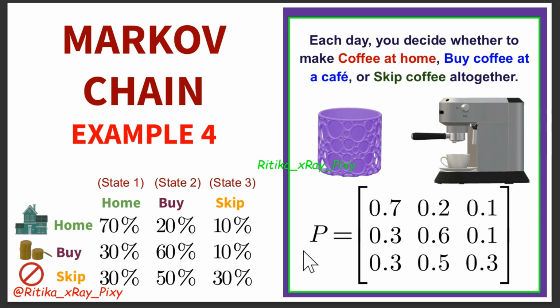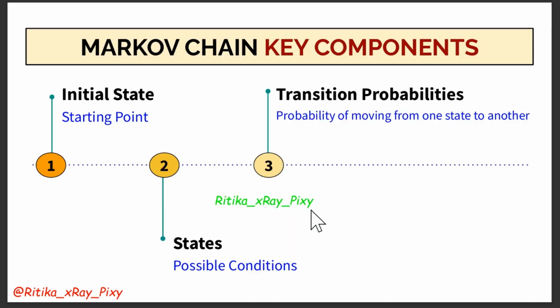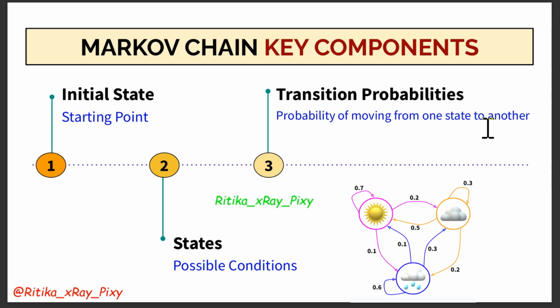So Markov chains are used to model processes where the future depends only on the present, not on the past. And in Markov chains, we have different key components. Initial state, that is the starting point of the process. States represent the possible outcomes, and transition probabilities are represented using the transition matrix, that is the probability of moving from one state to another state.